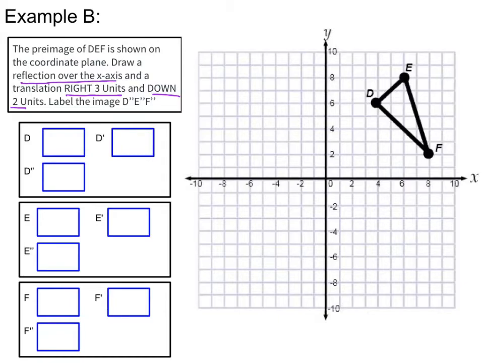So again, the first thing we're going to start doing is by writing down the points that we have. So D is at 4, 6.